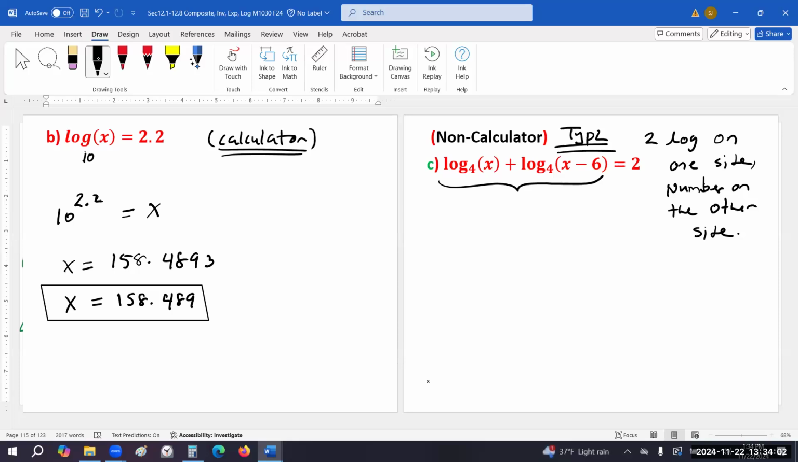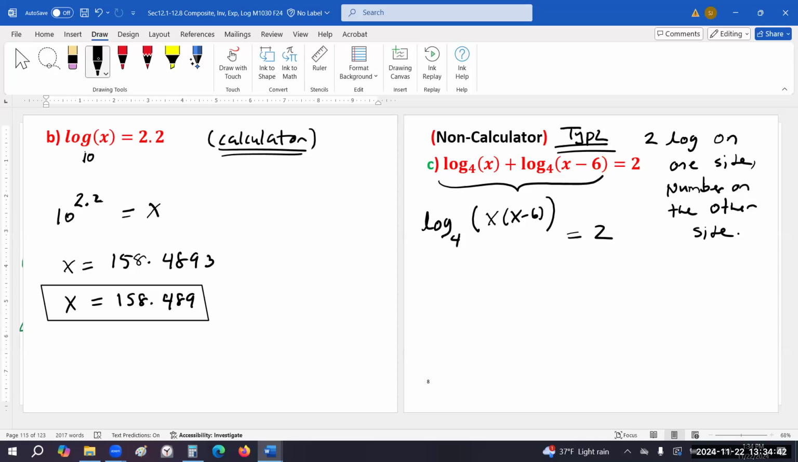Do you remember how to combine multiple logs into one log? So what's the rule we did? We keep our log, and addition becomes multiplication. So we have x times x minus 6. The left side becomes only one log, and now it becomes the first type: only one log on one side, number on the other side. And we don't distribute the x yet. We will. You can do it either here or in the next step.